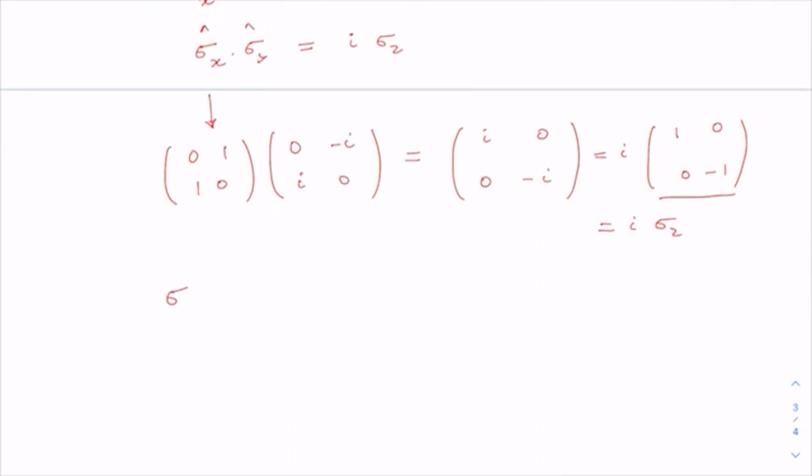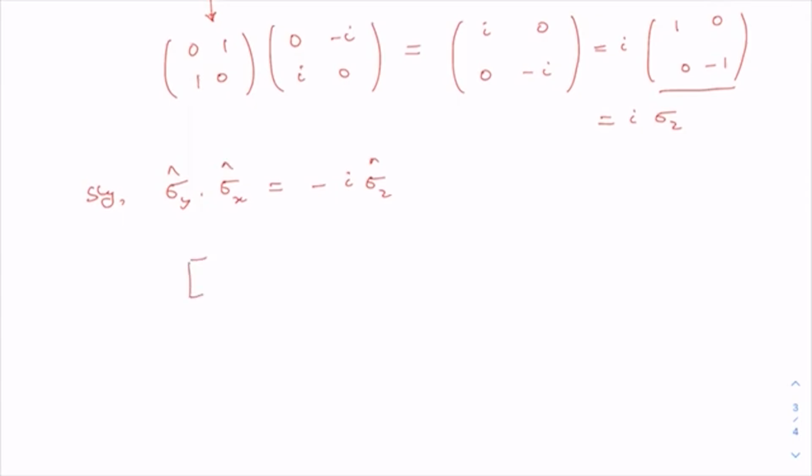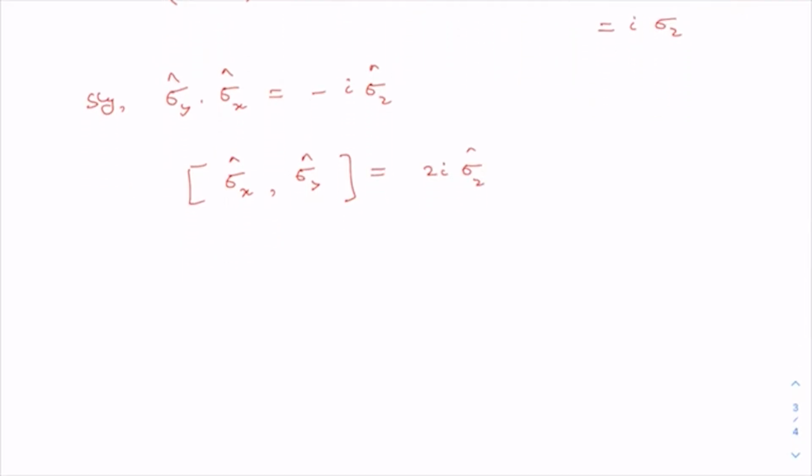Similarly, you can show that sigma y sigma x is equal to minus I sigma z. So this clearly shows that sigma x and sigma y do not commute. So we have this commutation relation: the commutator of sigma x and sigma y is equal to twice I sigma z. In fact, sigma x and sigma y actually anti-commute. Anti-commutation means you have to add it up, sigma x sigma y plus sigma y sigma x. If you add it up, you will get 0.